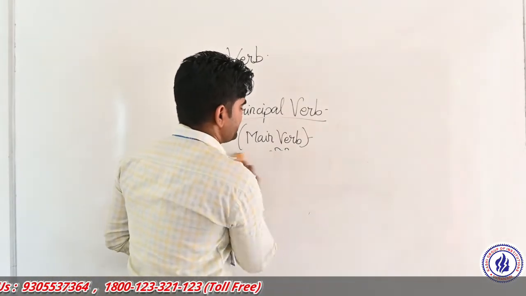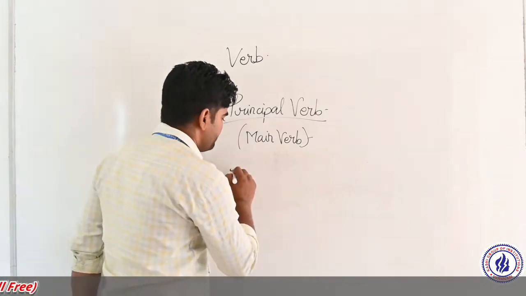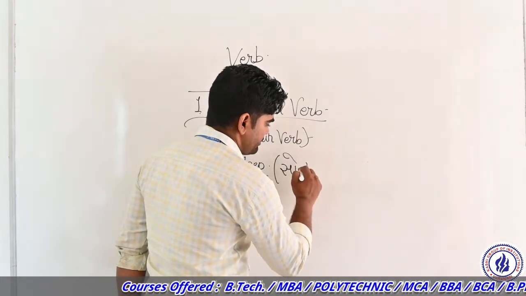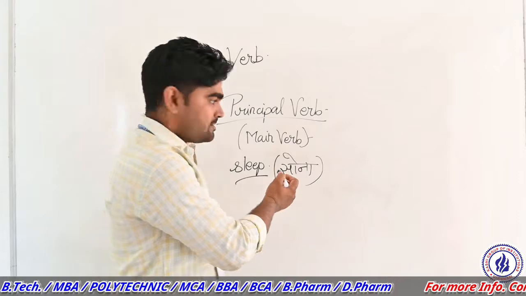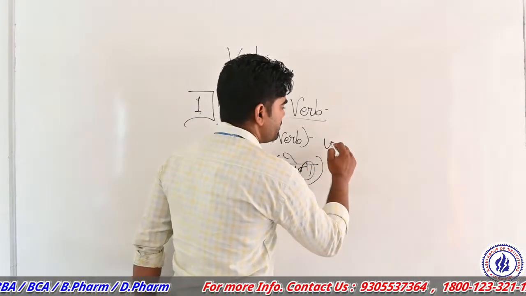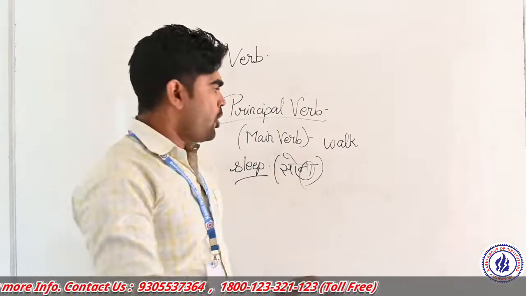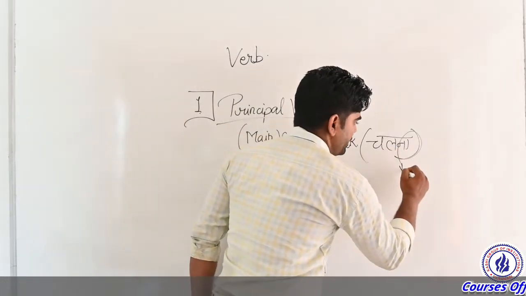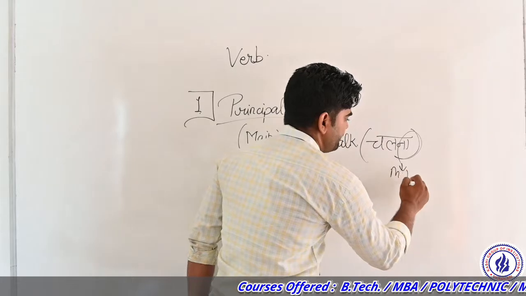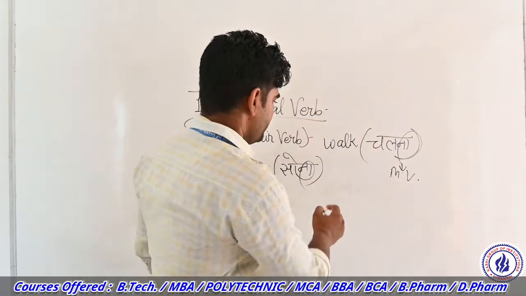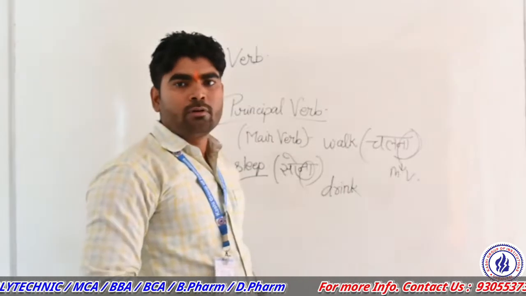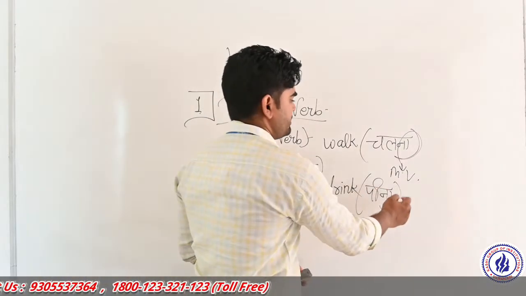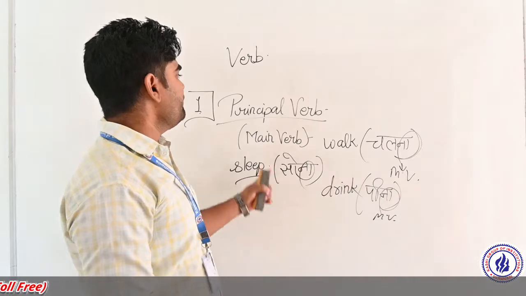Okay, let's see more examples. Sleep. What do you mean by sleep? Sona. Did you get the na at the last? Yes, so it is your main verb. There is one more. Walk. What do you mean by walk? Chalna. You got it? At last na, it is your main verb. One more. Drink. Drink means pina. Did you get that last word na? Yes, so it is your main verb. So this is a short trick to identify the principal verb.